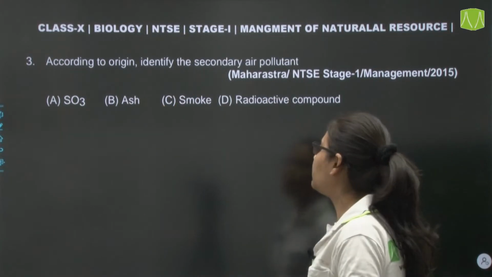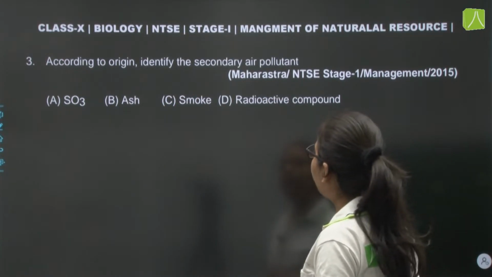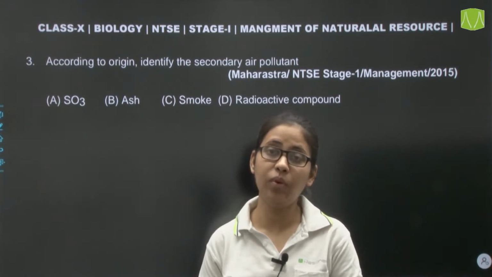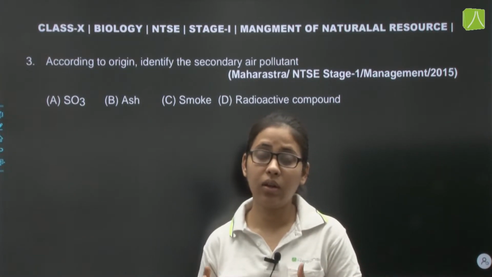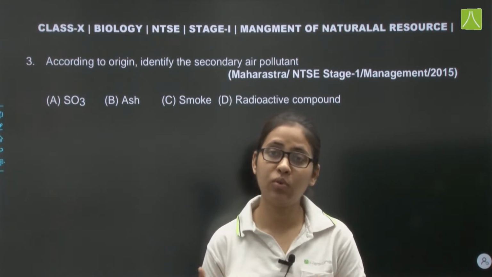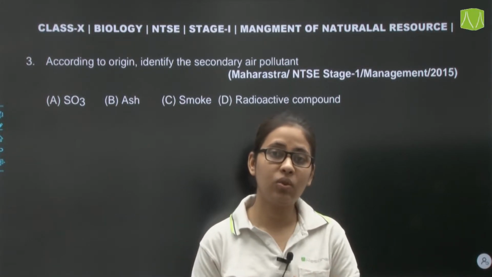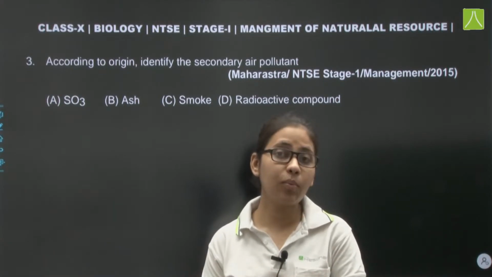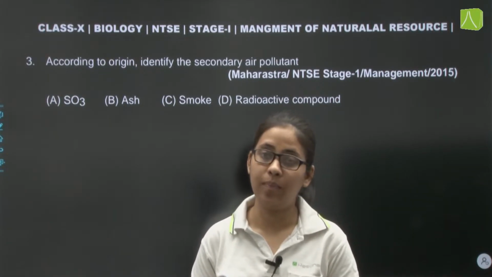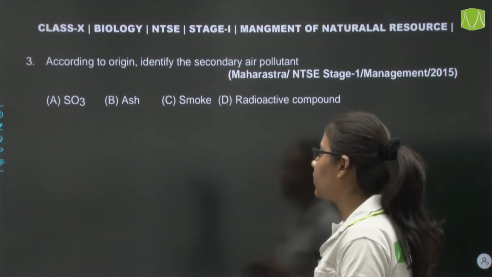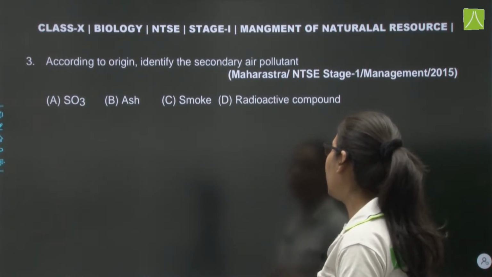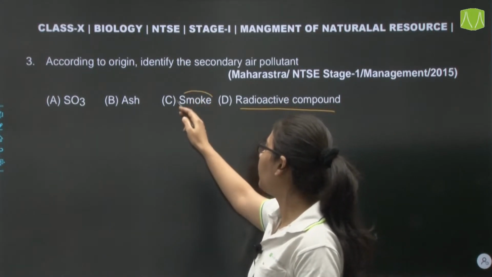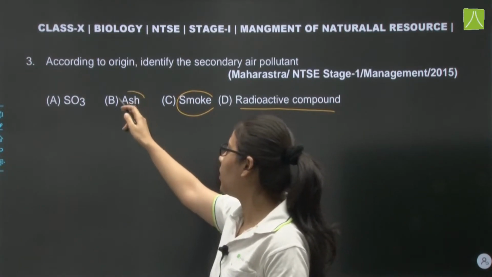Next question. According to origin, identify the secondary air pollutant. Secondary air pollutant क्या होता है? Secondary air pollutant which is formed from the primary air pollutant. Primary air pollutant which is present in the atmosphere, जो atmosphere में present होते हैं, जो दोनों मिलकर जब कोई तीसरा product बनाते हैं तो उसे हम secondary air pollutant कहते हैं. तो options यहाँ पर क्या है? SO3, ash, smoke, radioactive compound. Radioactive compound is natural, smoke is also a primary air pollutant, ash is also a primary air pollutant.